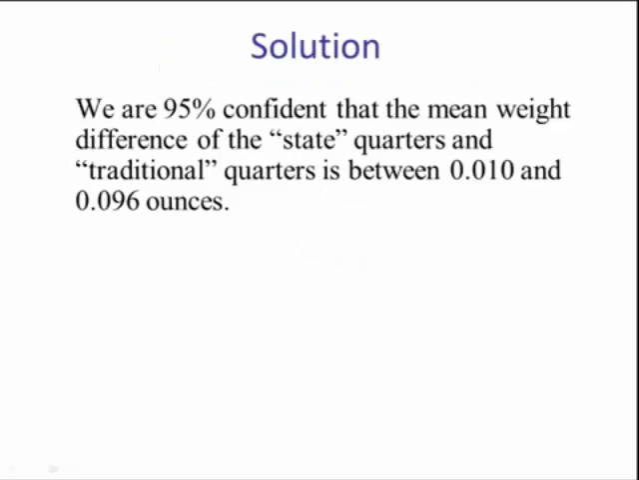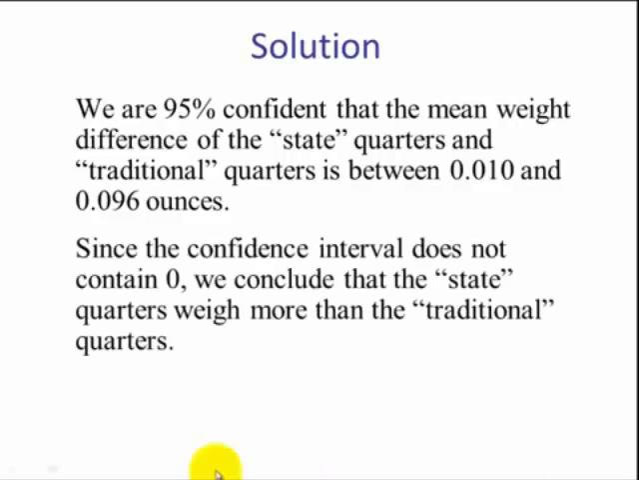So let's interpret this confidence interval. We are 95% confident that the mean weight difference of state quarters and traditional quarters is between 0.010 and 0.096 ounces. Now the question is what does this tell us? Since the confidence interval does not contain zero, zero is not in between the lower limit and the upper limit, we can conclude that state quarters weigh more than traditional quarters. Now what does that tell us? Well, that tells us that there is a statistically significant difference between the mean weights of these two.